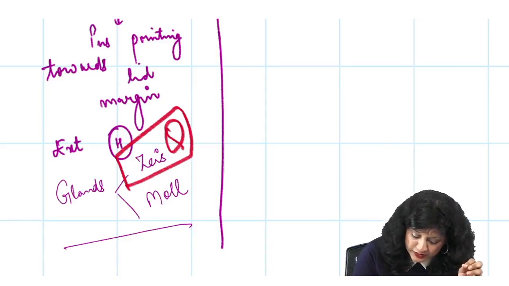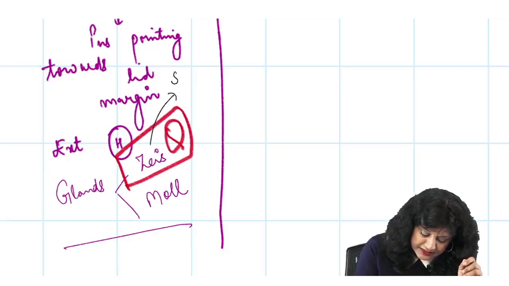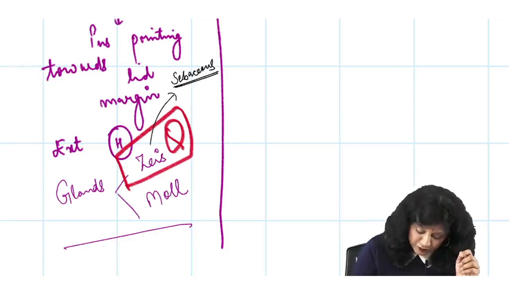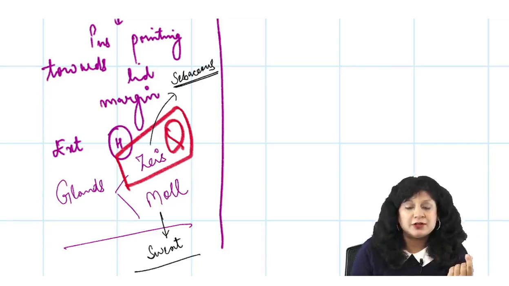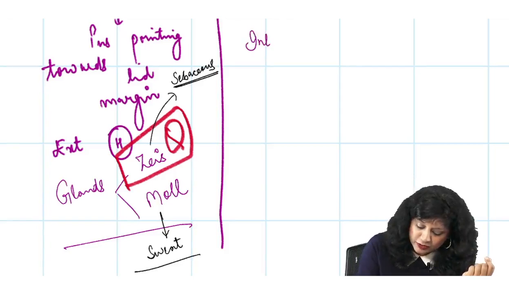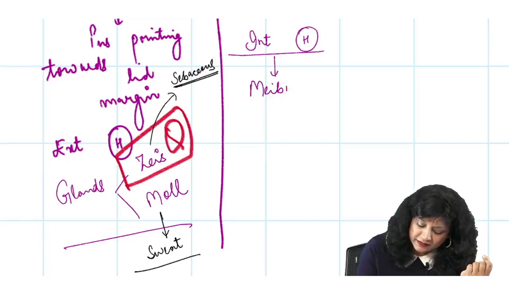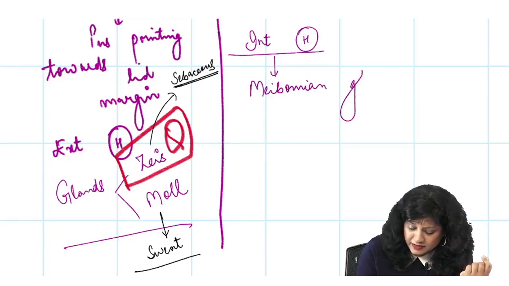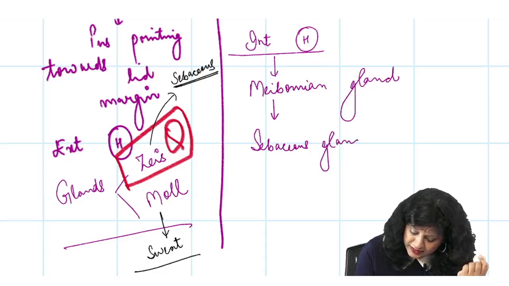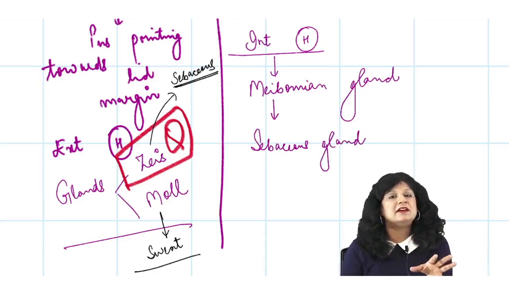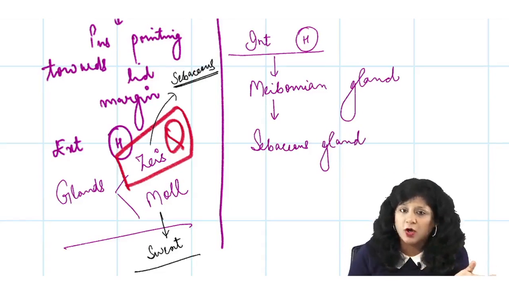Now this is actually a sebaceous gland. Again an important MCQ, this is a sebaceous gland, while Moll is a sweat gland. Now if I talk about the internal hordeolum, internal hordeolum is occurring in the meibomian gland, and the meibomian gland is also a sebaceous gland. So we are very clear about this hordeolum. So the answer is not the hordeolum.